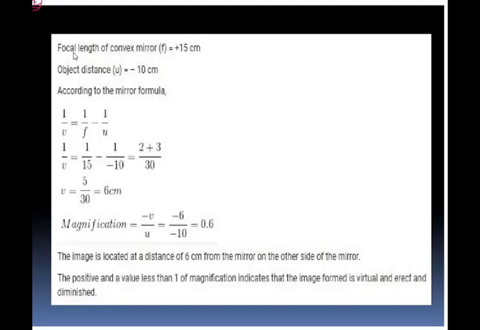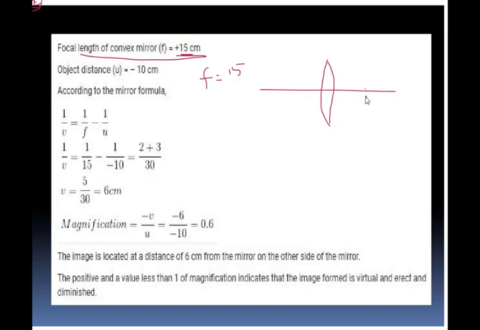Here it is given that the focal length of the convex mirror is 15 centimeter. You can draw the ray diagram of it. So this is a convex mirror.